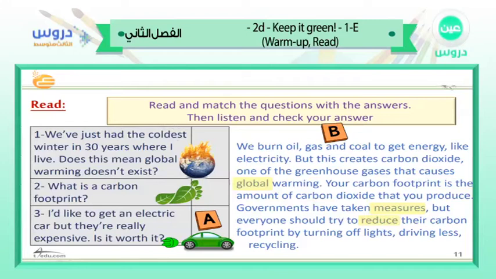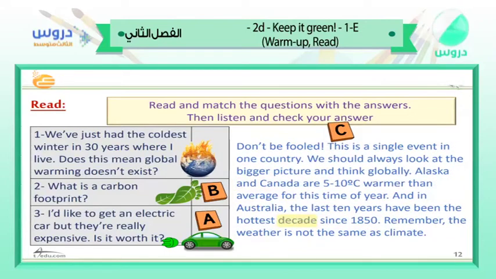Okay, now in this paragraph, what are they speaking about? So they're speaking about how everyone should reduce their carbon footprint by turning off lights, driving less, and recycling. So it's this. Okay. Now let's see paragraph 3. Listen carefully.